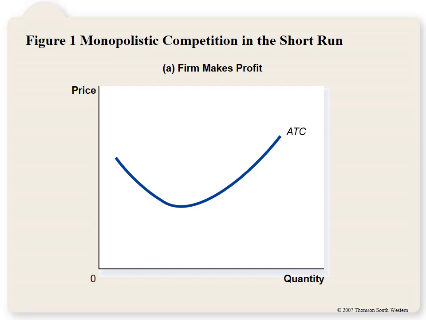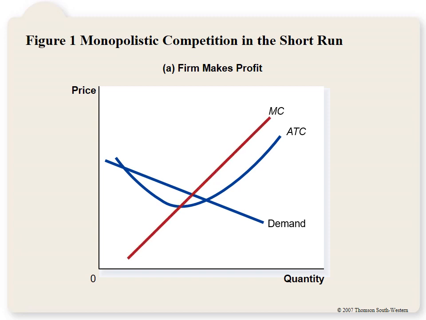So we start out with an average total cost curve. It's our typical U shape as we've seen before. And remember that in a monopolistically competitive market, they face a downward sloping demand curve. And then we have a marginal cost curve. And you'll notice that marginal cost curve crosses that ATC at the same location as the bottom of the ATC curve. And then we have our marginal revenue curve.